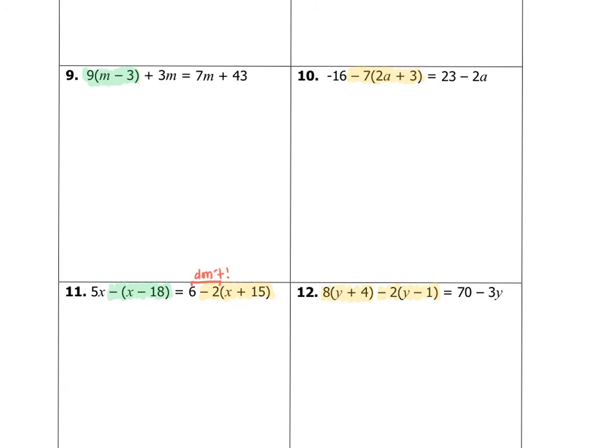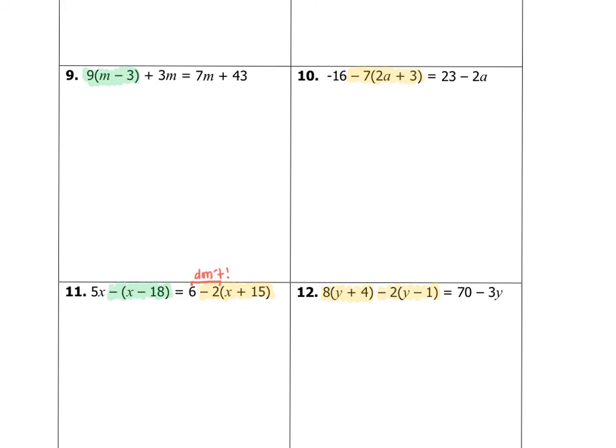So I would like you to try 9, 10, 11, and 12 on your own, but I want to show you what I have set up here for you. I've highlighted the distributive property happening in each equation that must happen first. And naturally, you will also combine the like terms on that side of the equation if they have any, which they'll definitely have some here. They'll have some here as well. So I want you to try 9 and 10. And I also would like you to try 11 and 12.